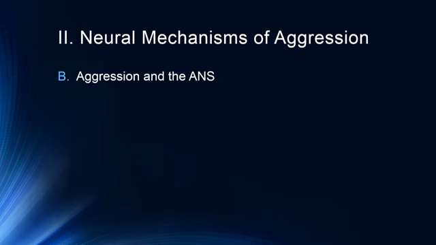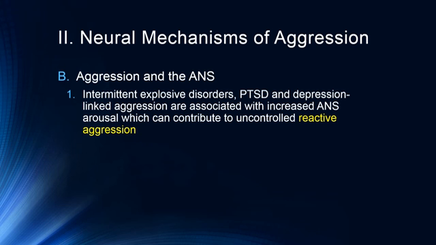The autonomic nervous system is, of course, closely tied in with aggression. Intermittent explosive disorder, post-traumatic stress disorder, and depression-linked aggression, which tend to be more reactive aggression, are associated with increased autonomic nervous system arousal, which can contribute to uncontrolled reactive aggression. These are all associated with increased cortisol levels and increased autonomic nervous system levels, and so people are tense, and they're much more likely to react in an aggressive way.